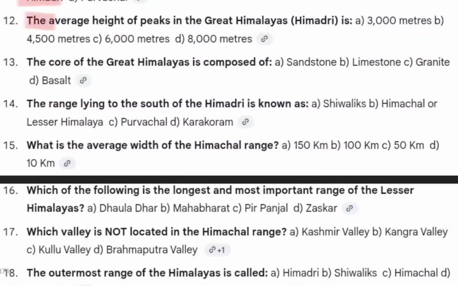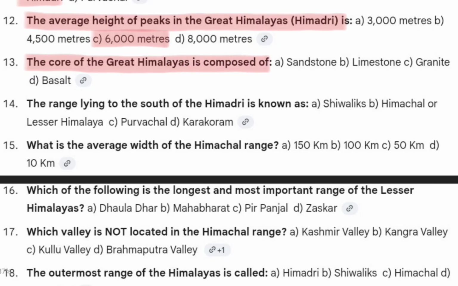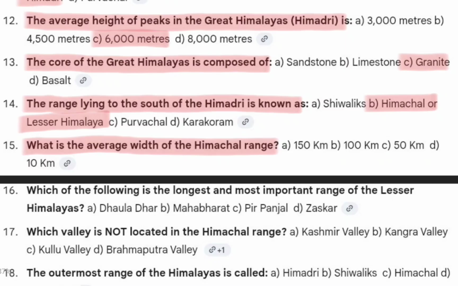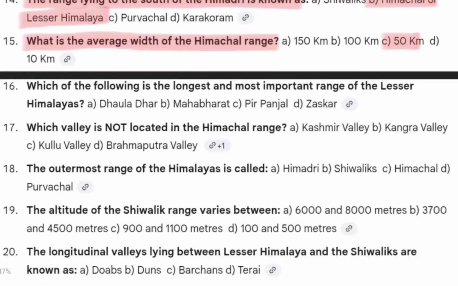Next question is, the northernmost range of the Himalayas is known as Himadri. Question number 12. The average height of peaks in the Great Himalayas, Himadri is 6,000 meters. The core of the Great Himalayas is composed of granite. The range lying to the south of the Himadri is known as Himachal or Lesser Himalayas. What is the average width of the Himachal range? So width will be approx 50 km.